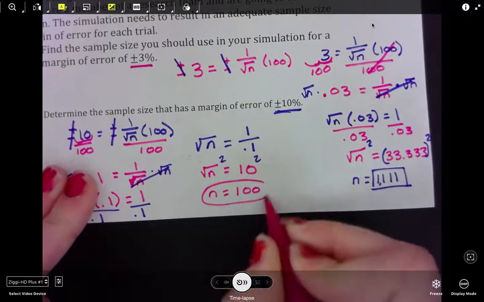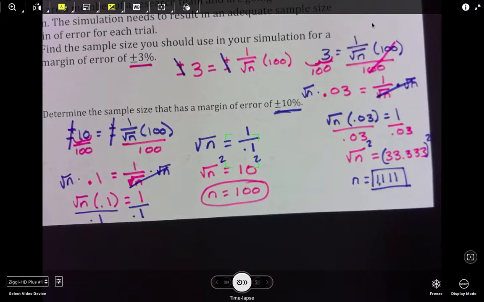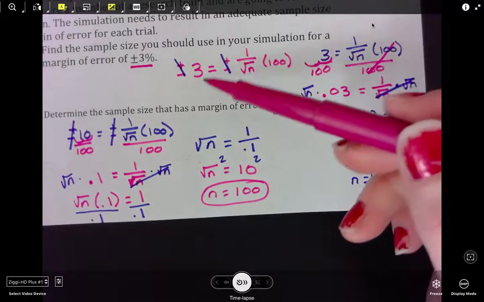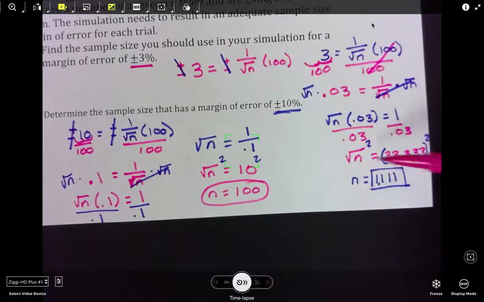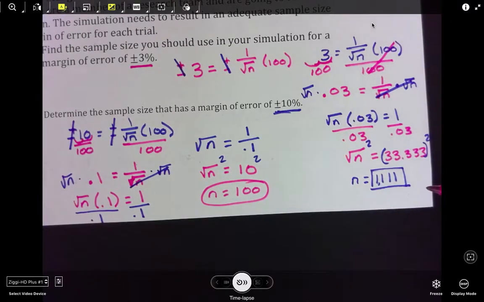So my sample size just needs to be 100 if I don't care that my error is as large as 10%. If I want a small error of 3%, I would need a sample size of 1,000. So the smaller my error, the larger my sample needs to be. The larger my error, the smaller my sample needs to be, or can be. So there you go. That's a little bit on the computational parts of statistics, and that's it.